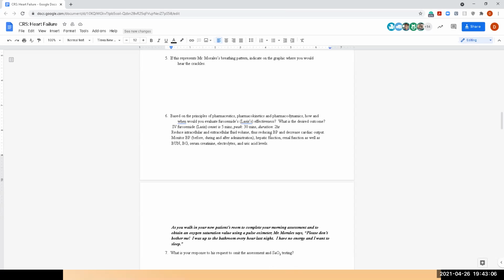Oh, so our breathing pattern thing didn't get in there. Where then would you say you're going to hear the crackles on that graph? It was towards the end of their breath in. Towards the end on their inspiration. Yeah. So it's just before you get to the peak, right? Everybody got that?